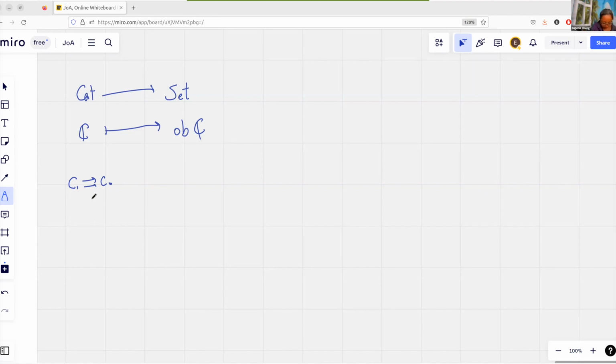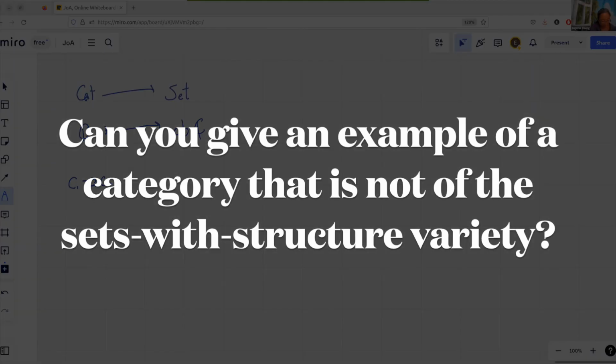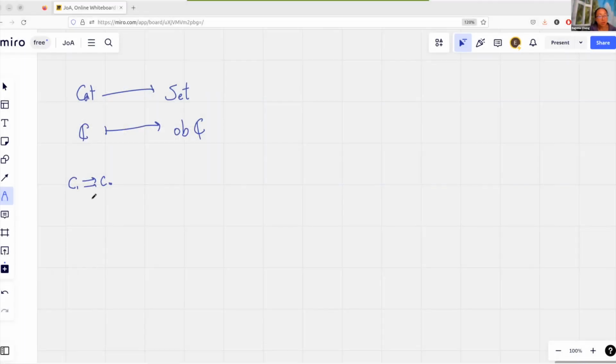Next question. Could you give an example of a category that is not of the sets with structure variety? I think I just did. This one isn't sets with structure because it's more than a set with structure. You could also just have a category that simply is two objects and a morphism between them, and that isn't sets with structure because these are just objects and a morphism, so those are not sets with structure. So remember, the objects can just be anything. They don't have to be sets at all.